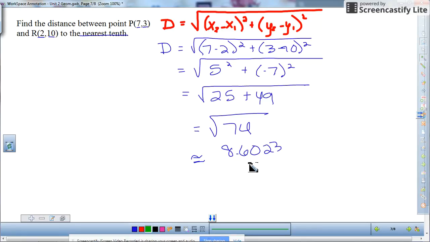Now if I need to write that to the nearest tenth, here's the tenths place. Notice that the digit to the right is less than 5, so I'm going to keep this. So my answer would be approximately 8.6 units. That would be the distance between P and R.